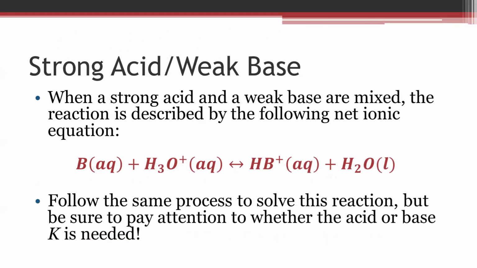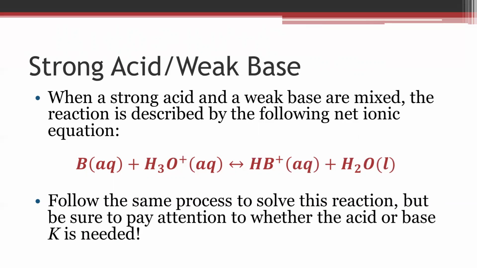Now let's talk about when you have a strong acid combined with a weak base. When a strong acid and a weak base combine, the reaction is described by this net ionic equation, where B stands for base. It reacts with the hydronium ion because that hydronium ion is present since the strong acid completely dissociates. And that will create an equilibrium situation where we recreate this conjugate acid, the HB+, and water.